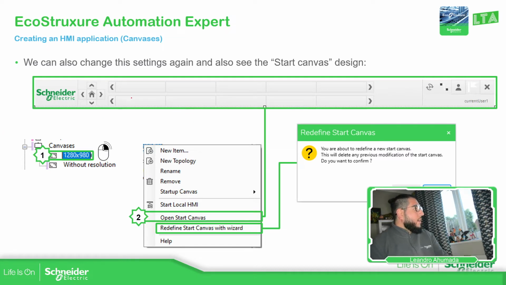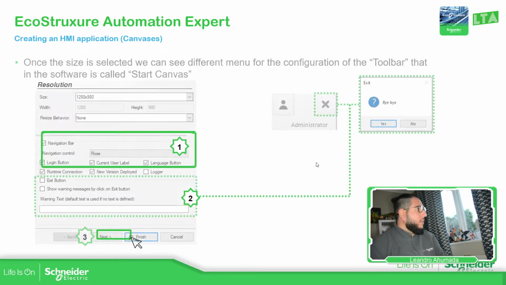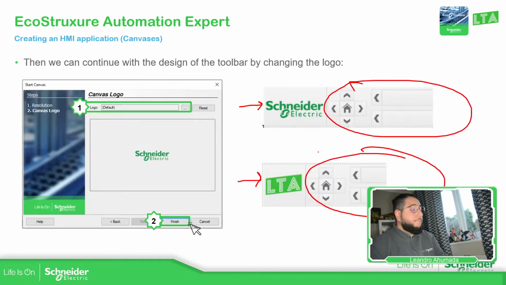So if you want to modify this part, what we can do is right click on the new resolution that we added, and then open Start Canvas. This will help us to modify this part. The other thing that we can do is to redefine Start Canvas with Wizard. You will receive this message, and then we come back to this view again.